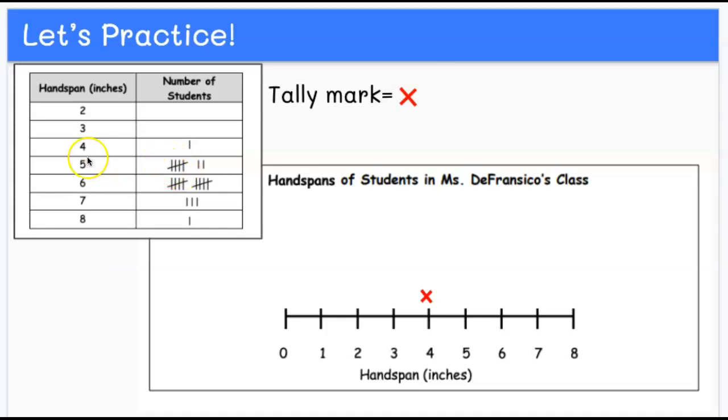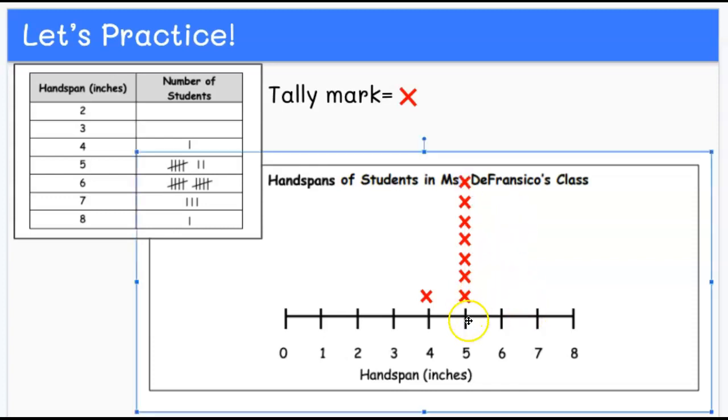So 7 students had a hand span of 5 inches. So that means by the 5, I need to put 7 X's. So 1, 2, 3, 4, I might go above here, 5, 6, 7. Sorry if I went on the title a little bit. So I should have 7 X's to match the 7 students who had a hand span of 5 inches. So 7 tally marks means 7 X's. Let's count. 1, 2, 3, 4, 5, 6, 7. Perfect.